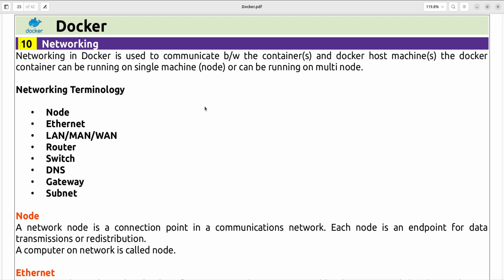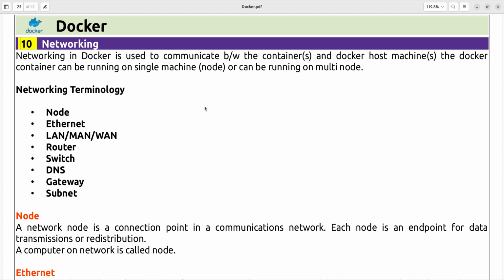Hello friends, welcome back to another session of Docker. In this session we will learn the basic terminology and some of the fundamental concepts of networking.